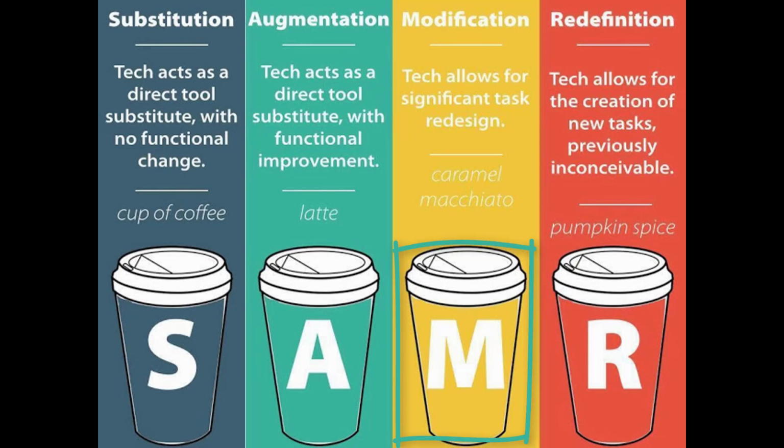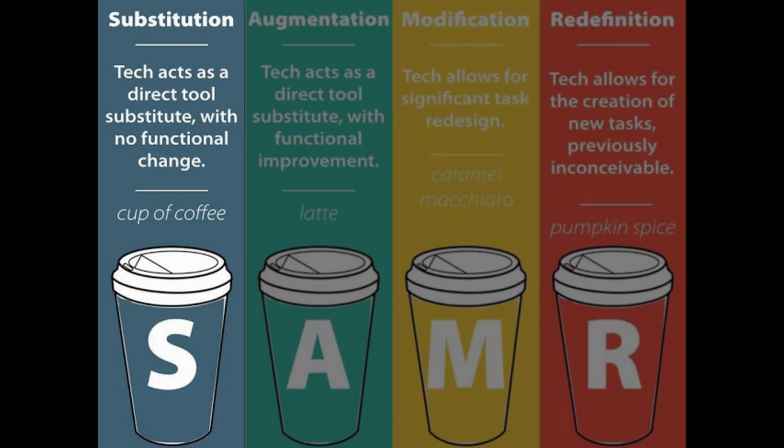M stands for modification, which is when technology allows for a significant redesign of the task, and R stands for redefinition, which happens whenever the technology allows for the creation of new tasks that would otherwise be impossible without the use of technology. There are many tools that allow for substitution.